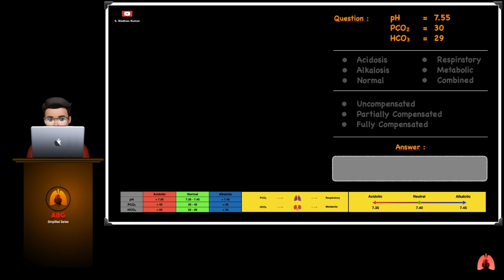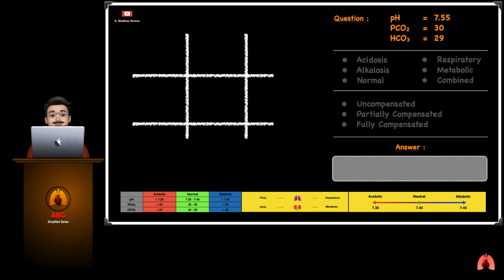In this example, the pH is 7.55, PCO2 is 30, HCO3 is 29. Here, if you compare with the table given down, the pH seems to be alkalotic. So, draw the tic-tac-toe table.